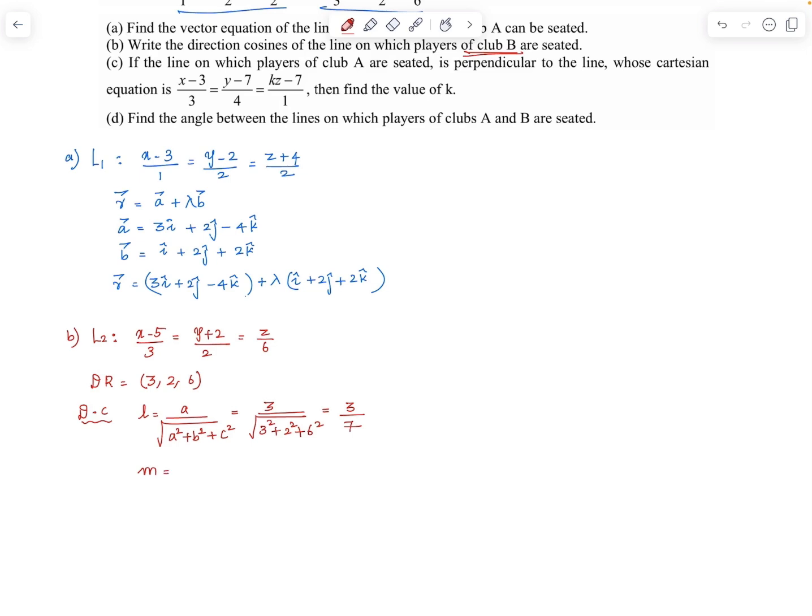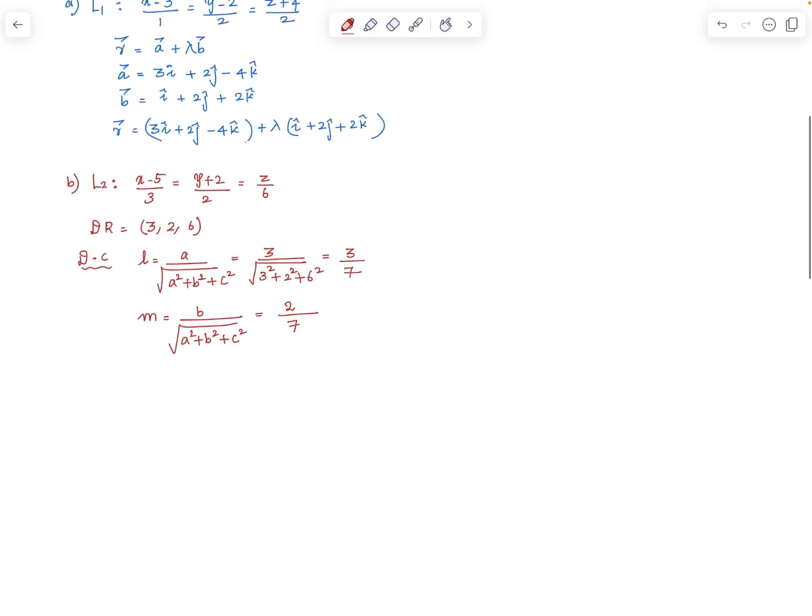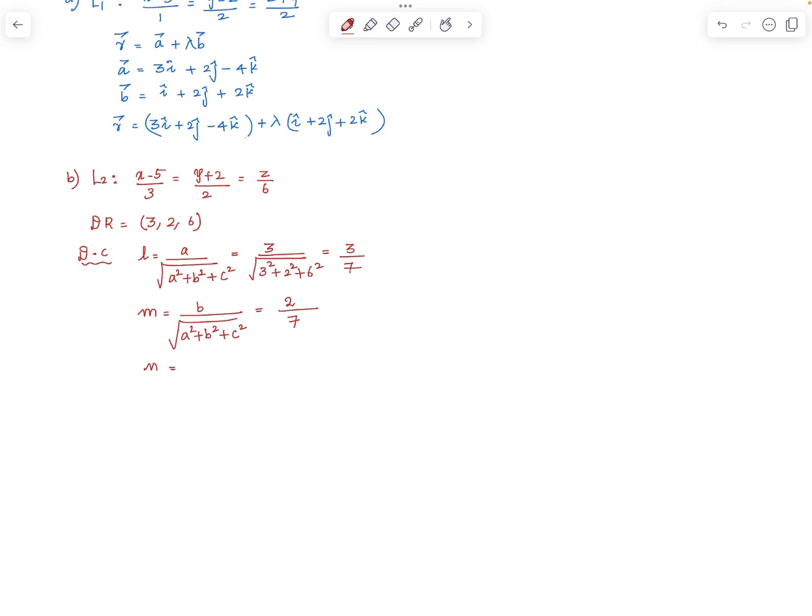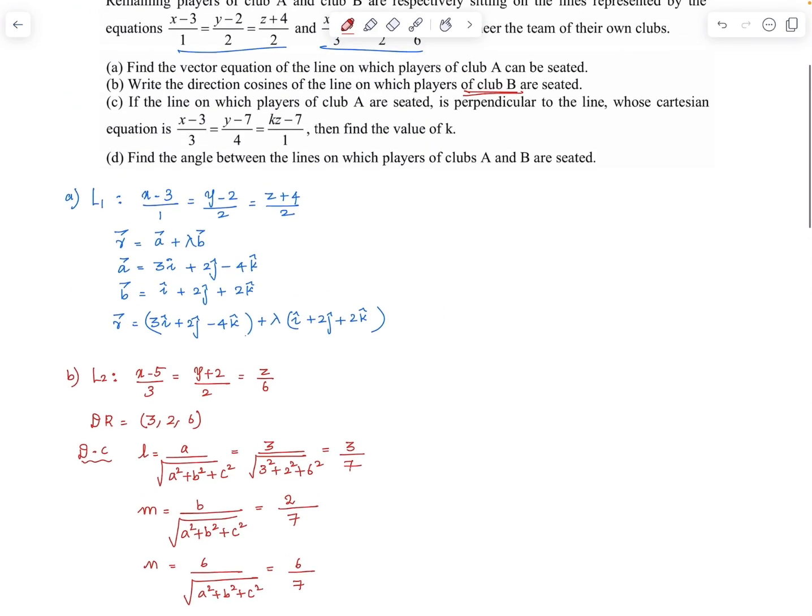Next one is m. m is b upon root a square plus b square plus c square. b is 2, and the denominator, root of a square plus b square plus c square, has been calculated already, which is equal to 7. Then n is equal to 6 upon root a square plus b square plus c square, which is equal to 6 upon 7. So these are the direction cosines for the line representing club B.